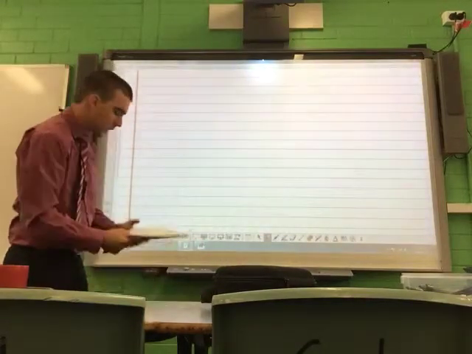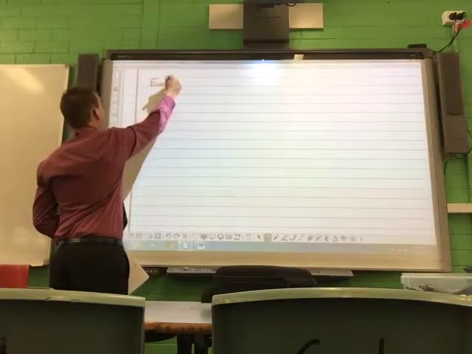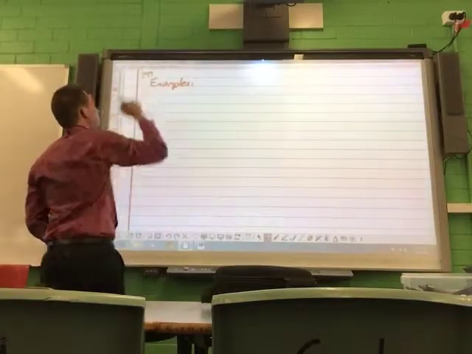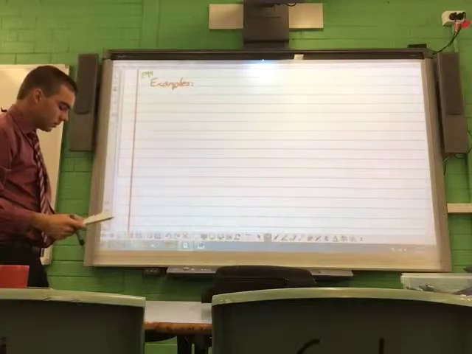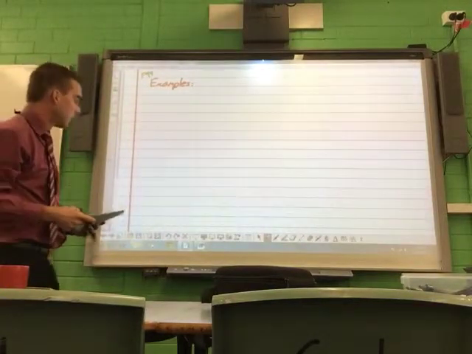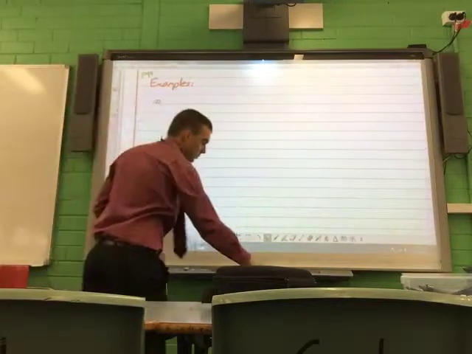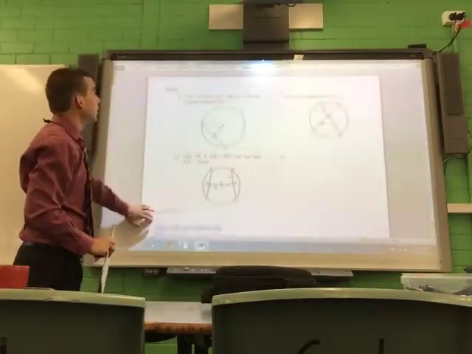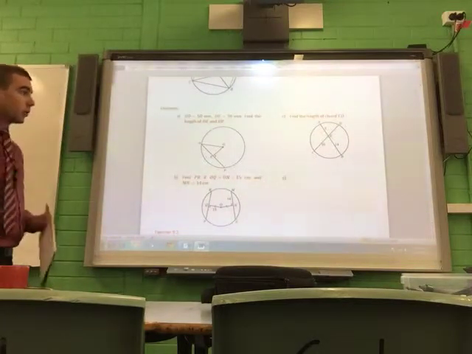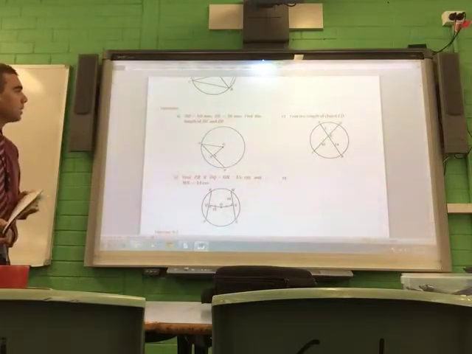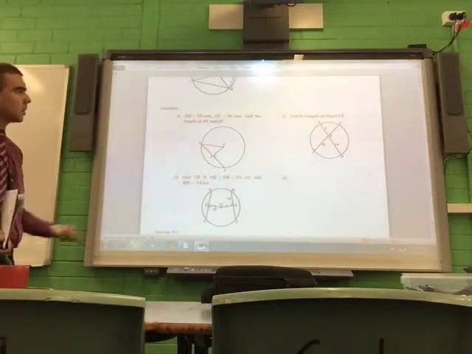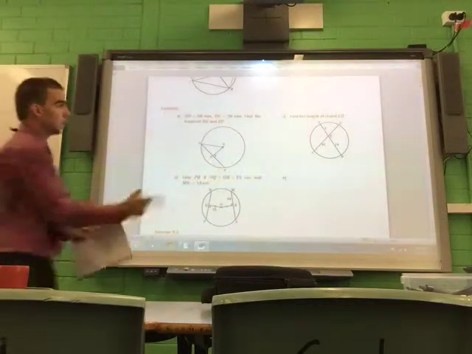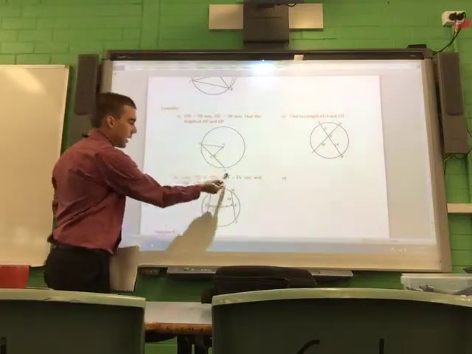Alright, examples on page 99. Alright, A. Three quick examples here, just incorporating what we've done today. So, OD is 50 millimetres, OE is 30 millimetres. Find the length of DE, this side here, and DF, whole side there.